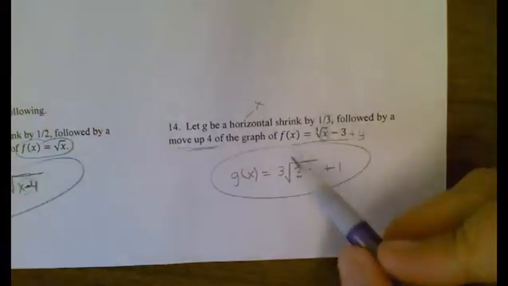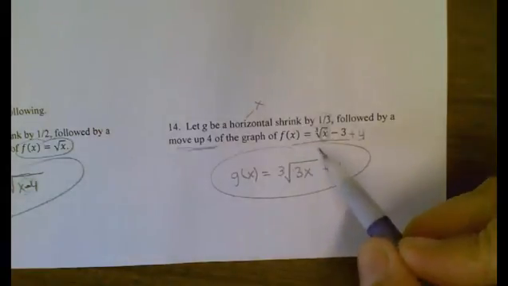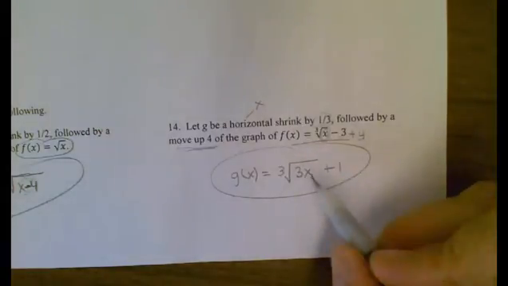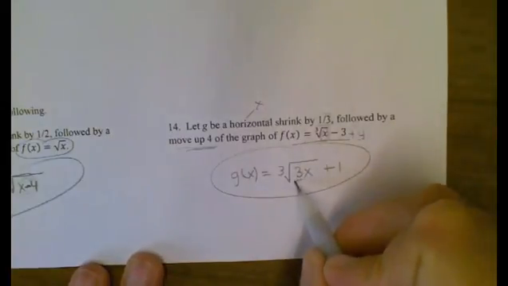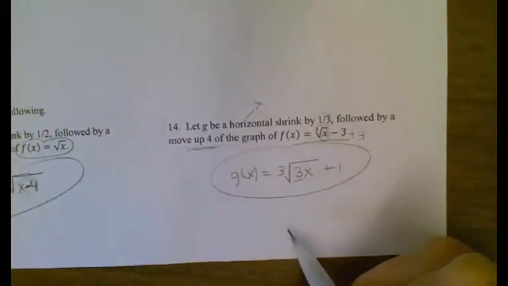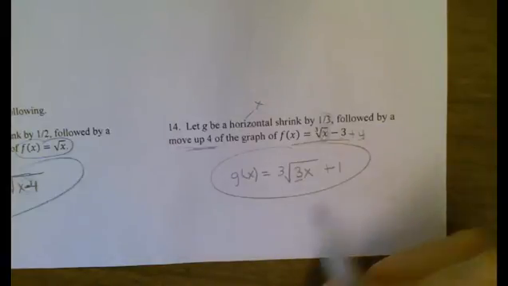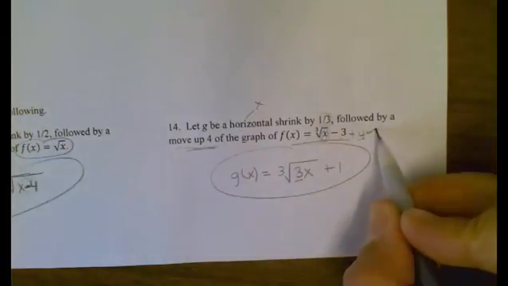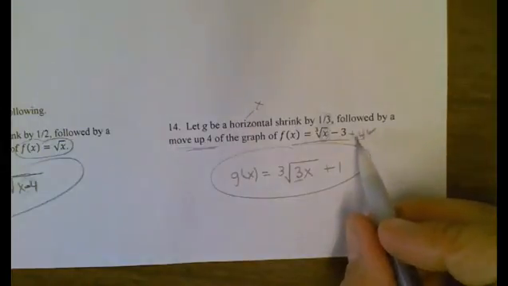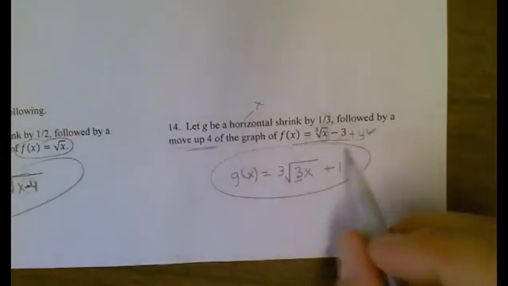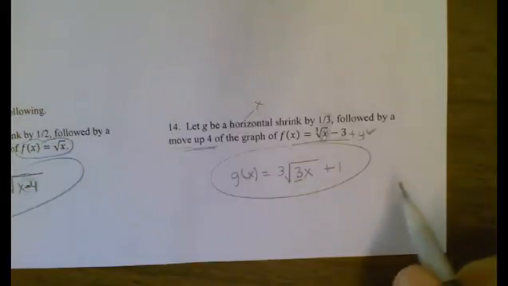When I go to grade this, I'm looking for all those little pieces. Did you know you start with this parent function? Did you know that because it was horizontal, it's affecting the x? And then did you know it had to be a 3 instead of a 1/3? And did you know the 4 was affecting the y's because it was vertical, it was moving up? So did you know that you had to put it out here with the y? All those things I'm looking for when I go to grade those for points.